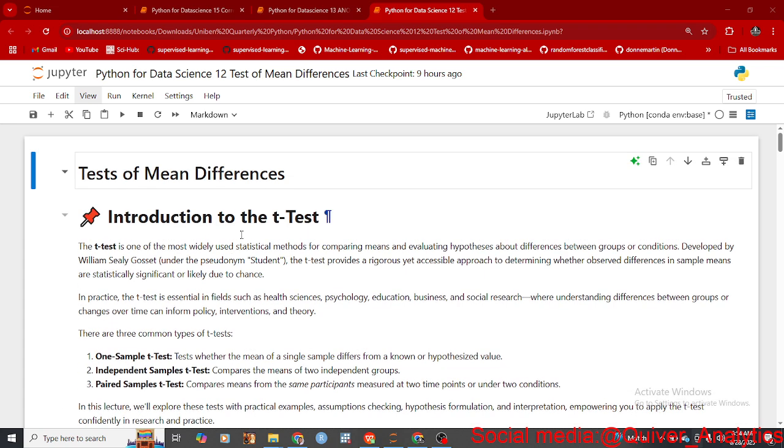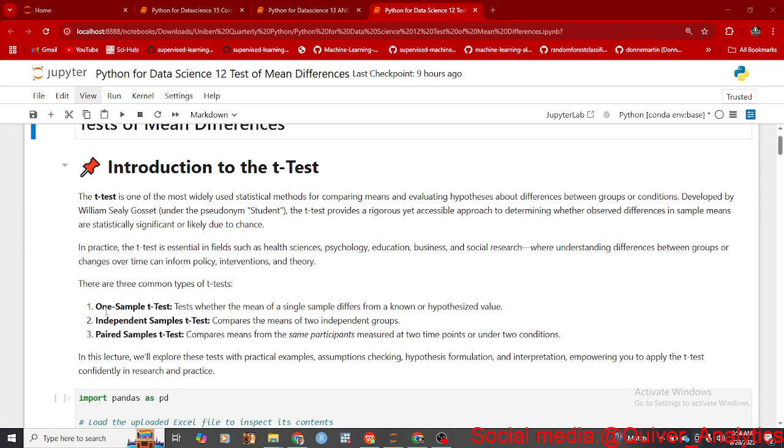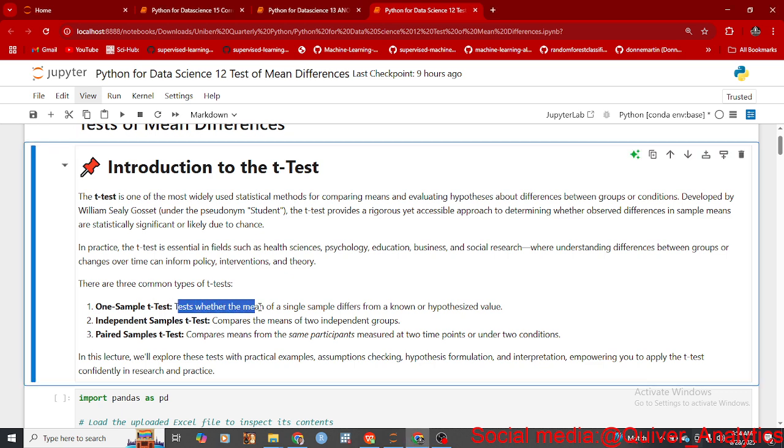So for test of mean differences, we have the t-test and the ANOVA. We're looking at the t-test and the ANOVA. For the t-test, there are three types: the one sample t-test, the independent sample t-test, and the paired sample t-test. The one sample t-test tests whether the mean of a single sample differs from a known hypothesized value.